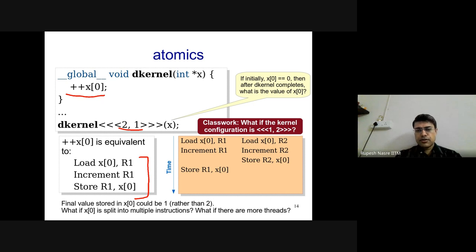But in this 1,2 launch configuration, where they are executing in lockstep, both the loads will happen together. So they both will load the value into their own registers simultaneously, at the same time. Both will increment their own registers and this instruction will complete. And then both of them will write to the common memory location, and both of them are going to write value 1.